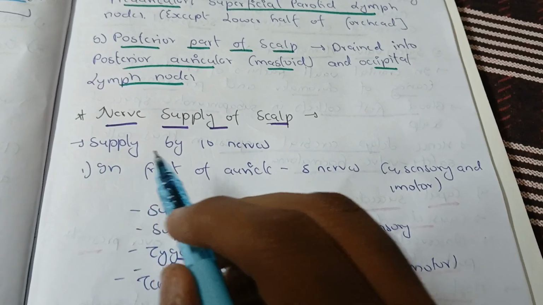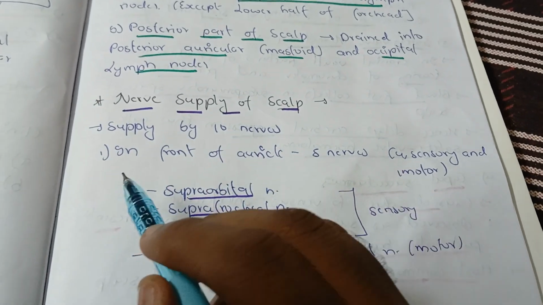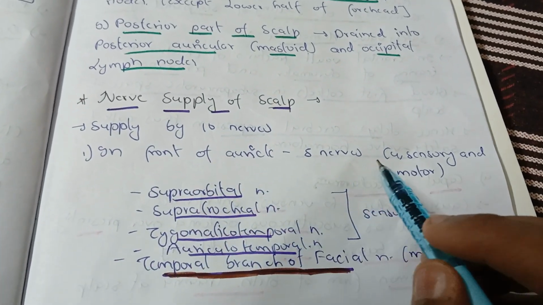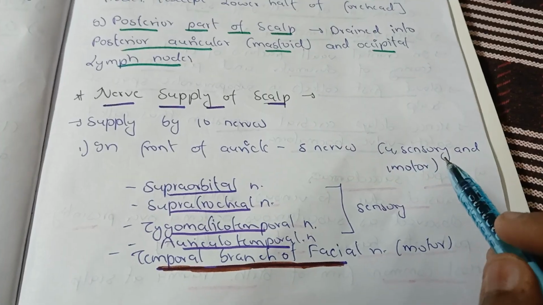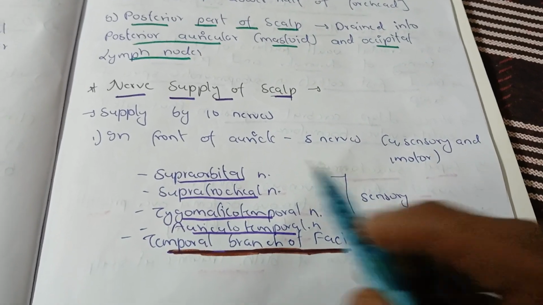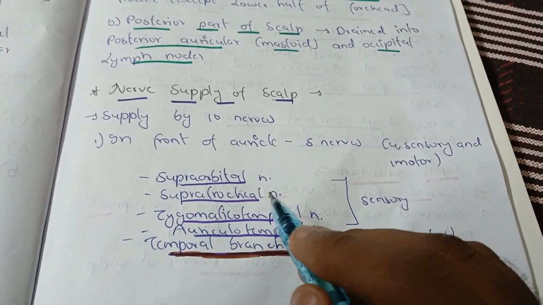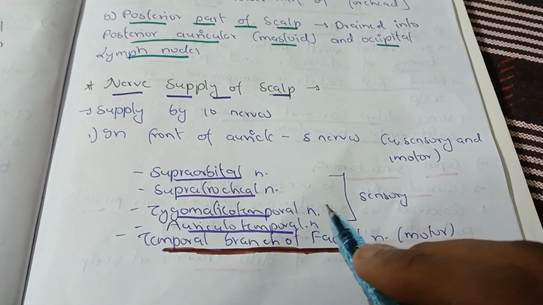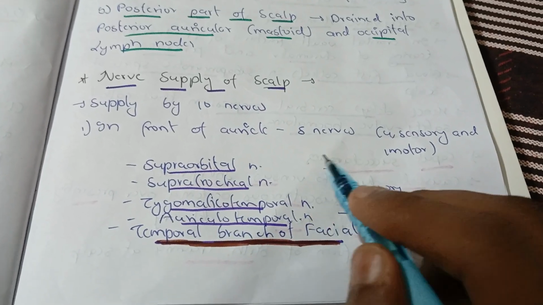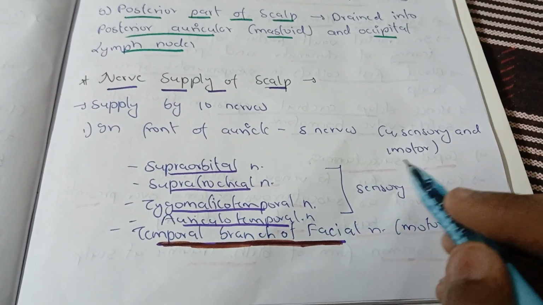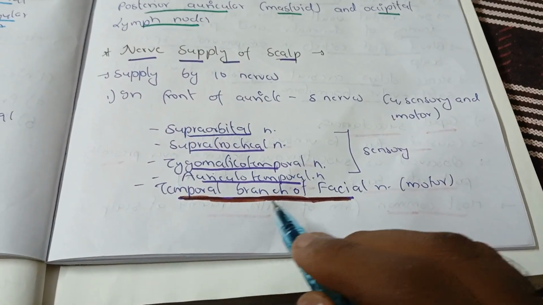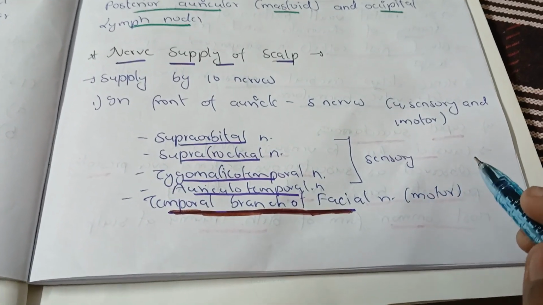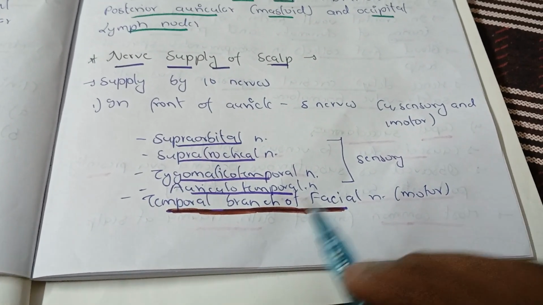The scalp is supplied by 10 nerves. In front of the auricle, 5 nerves enter. 4 of them are sensory and 1 is motor. Supraorbital nerve, supratrochlear nerve, zygomaticotemporal nerve and auriculotemporal nerve are the sensory nerves present in front of the auricle. Temporal branch of facial nerve acts as the motor nerve, which is located in front of the auricle.